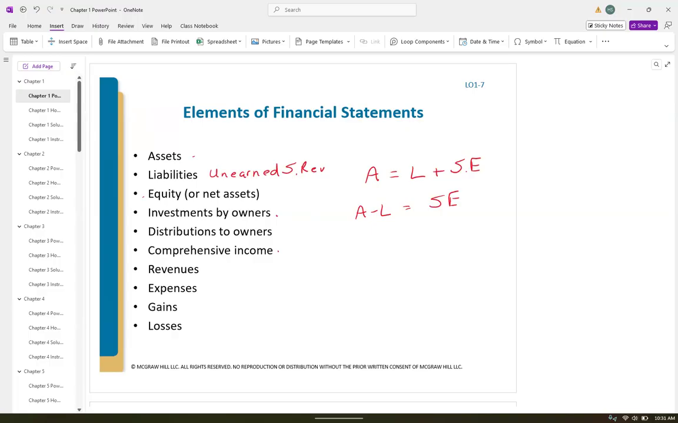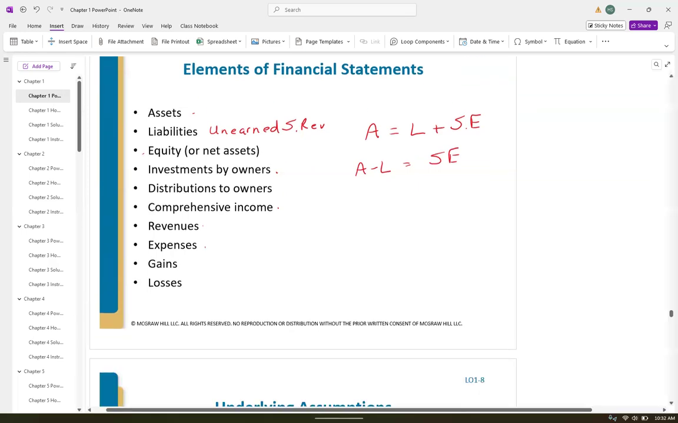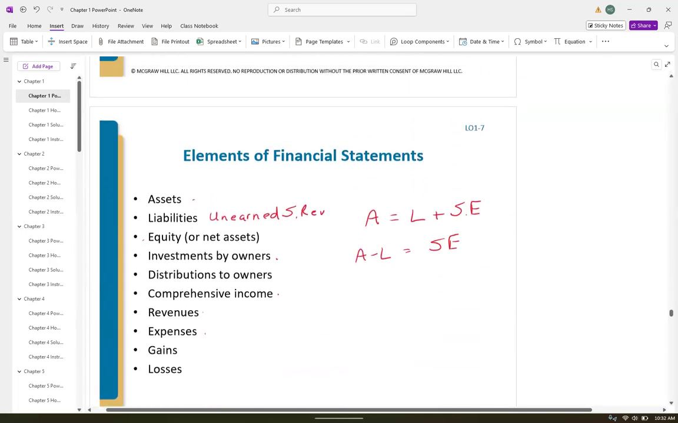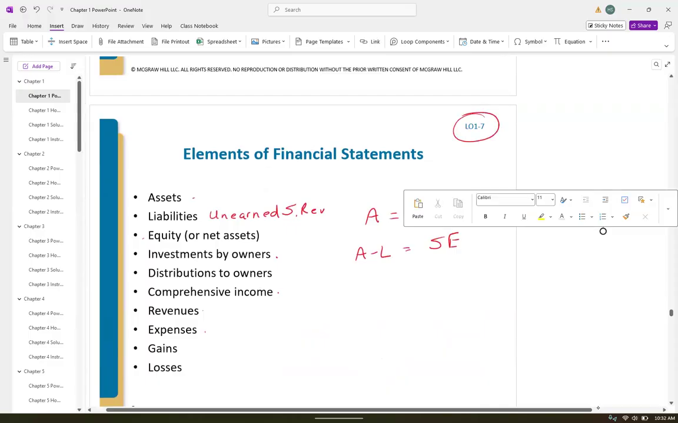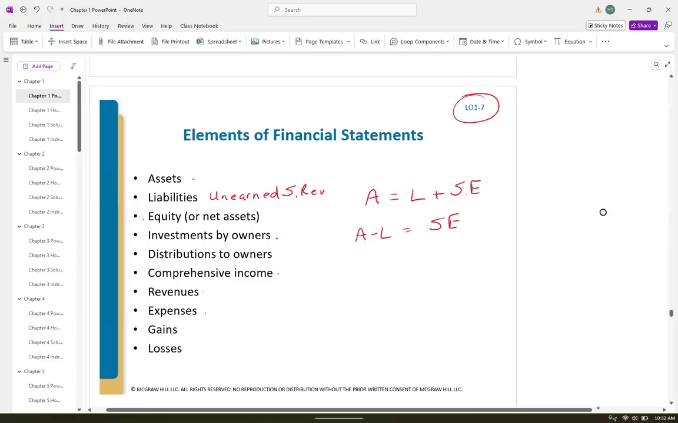Okay. We know what revenues, we know what expenses are, gains and losses. Those are things we don't have every day. Like maybe we sold a building and we had a loss on it. It's going to kind of be a little bit separated from the rest of the income statement because it's not something that's going to happen every single period. Okay. And I do believe that is all for Learning Objective 1-7. We will pick up on Learning Objective 1-8 in the next video.